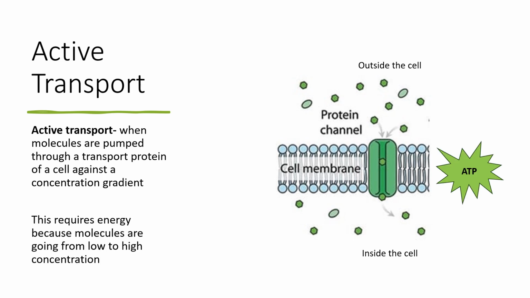What if the cell wants to create more of a concentration gradient instead of evening things out? It can do this through active transport, in which instead of molecules passively moving through transport proteins, they are actively pumped against their concentration gradient, so from a low to a high concentration. Because this is going against the natural movement of these molecules, this type of transport requires energy.